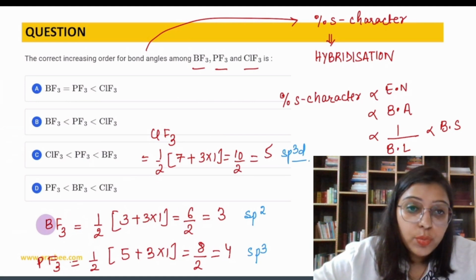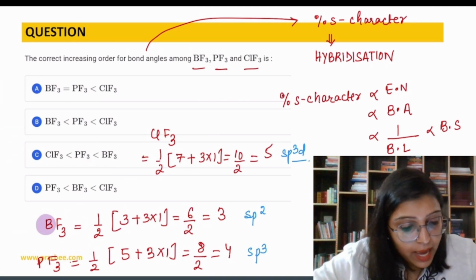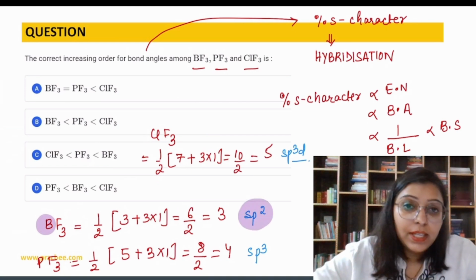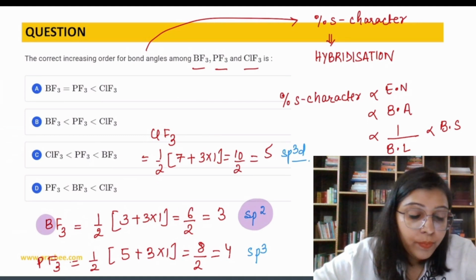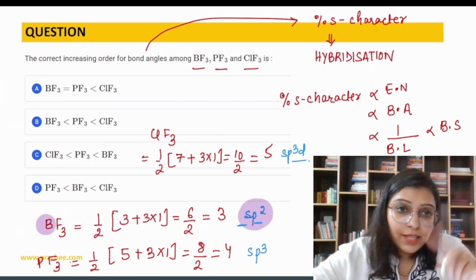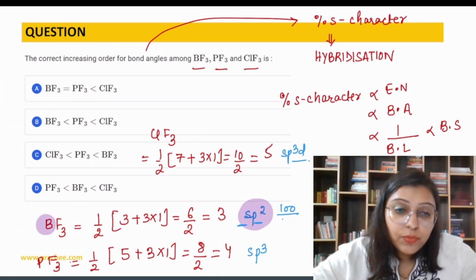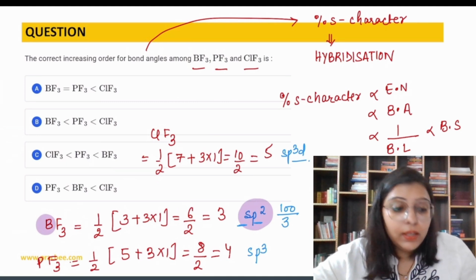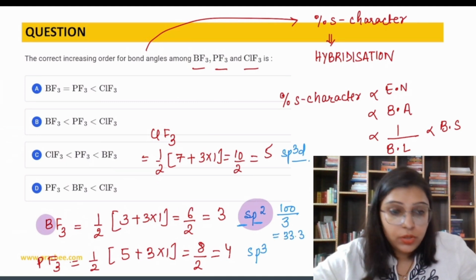So now in which one do we have more percentage of s character? Obviously in sp2 we have more percentage s character. How to calculate percentage s character over here? So see, we have 3 orbitals, 1 s and 2 p orbitals. So we can say total percentage is 100 and only 3 orbitals are involved in this hybridization, so 100 divided by 3. So we get around 33.33 percent.